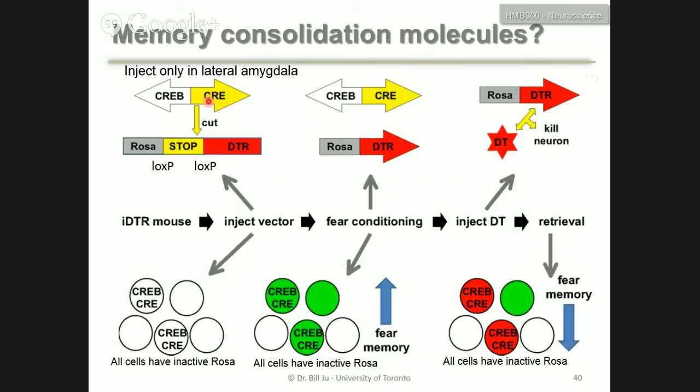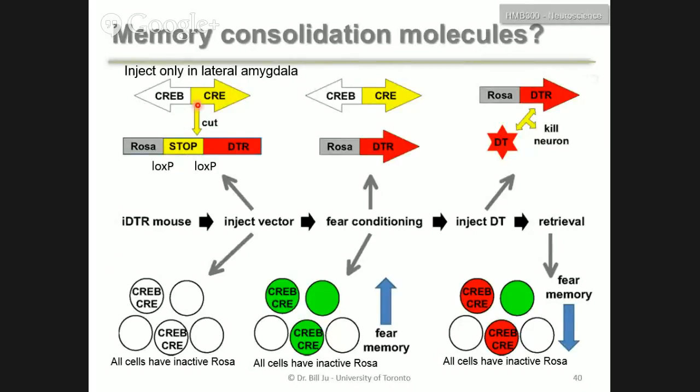It will provide it with CREB and at the same time activate the LOX-P and cut away the stop codon. So now having CREB and Cre, any cell that the virus gets into, or any neuron that it gets into, will first express CREB, and it will also express Cre recombinase. And in those neurons that now express CREB and Cre recombinase, you will now be expressing the diphtheria toxin receptor. Is that okay for everyone?